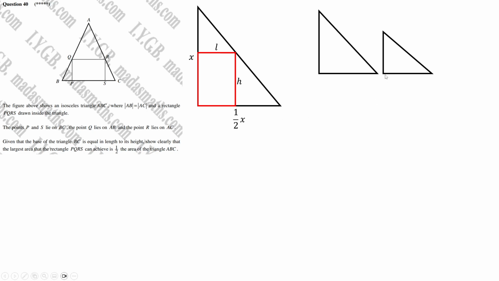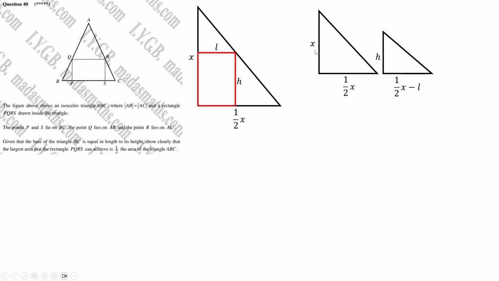So if we imagine this smaller triangle here, if this is L here, then this length here is going to be a half X subtract L. So this is half X minus L. It still has height H because this is H. And then this is just the larger triangle here. So this is half X, and then this is X.